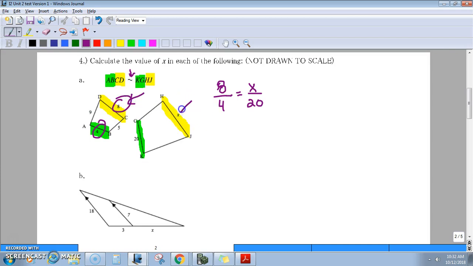That's 8/x is equal to 4/20. Okay, and if we solve them both, we should get the same thing.